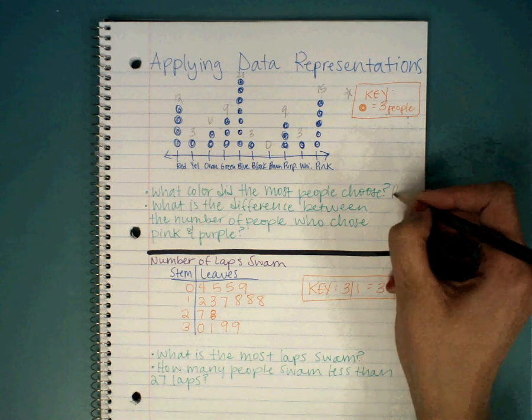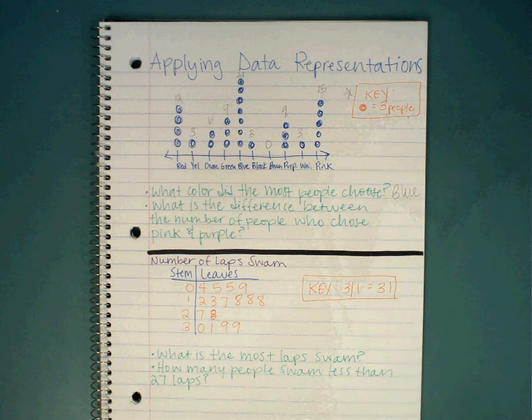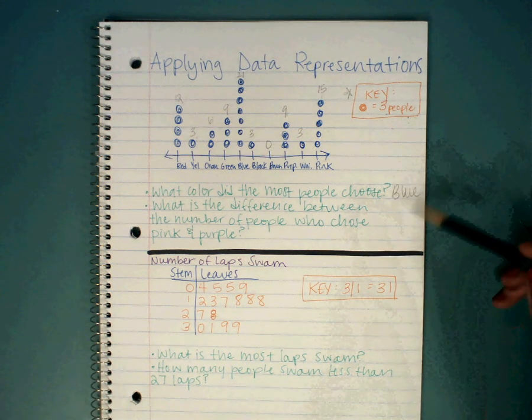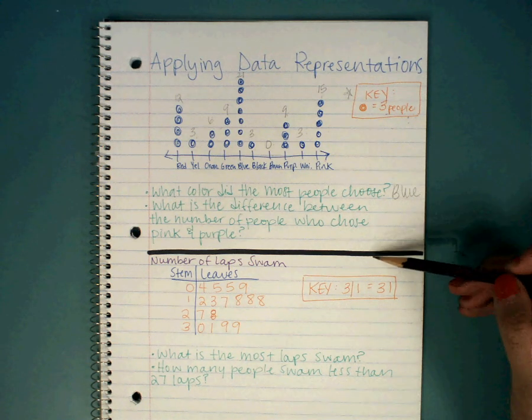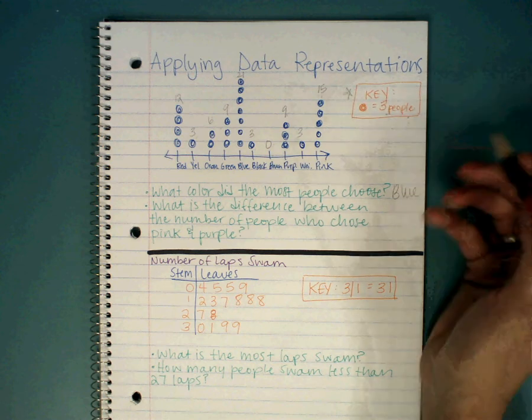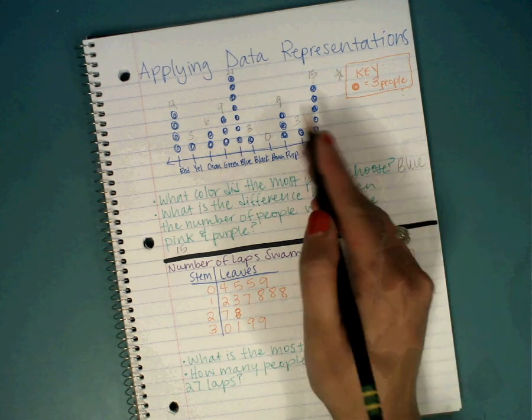Blue. Sorry, kind of cursive. Ignore it. All right, the next one says, what is the difference between the number of people who chose pink and the number of people who chose purple as their favorite color? Well, I know that 15 people chose pink as their favorite color. 9 people chose purple as their favorite color.